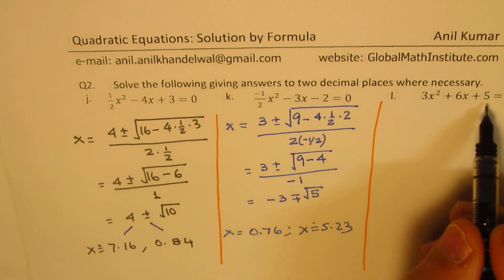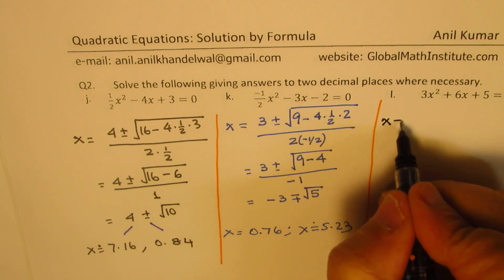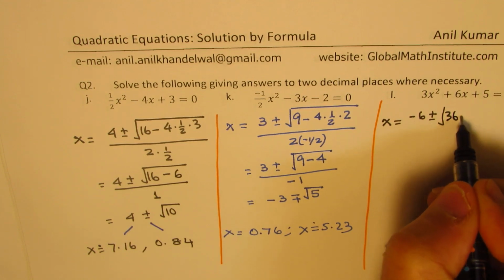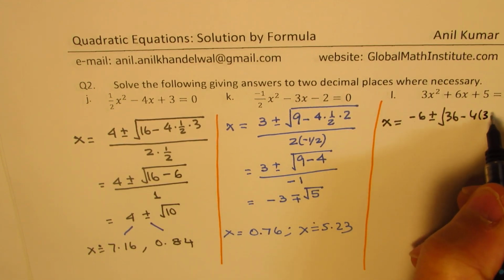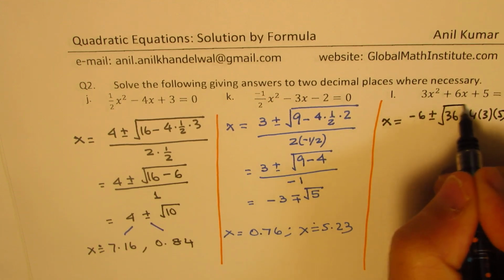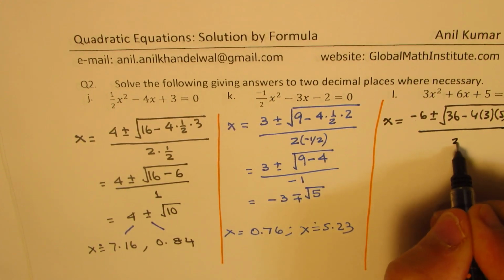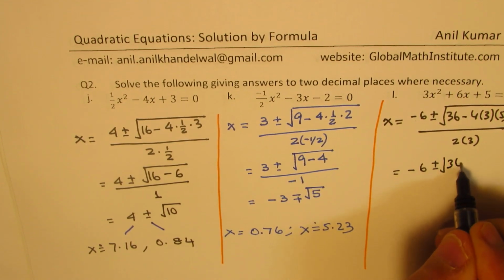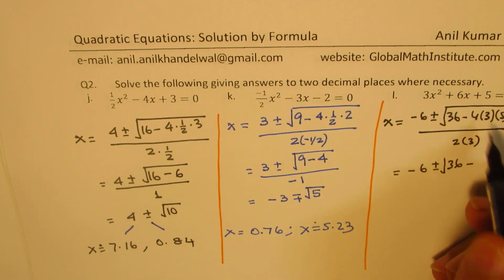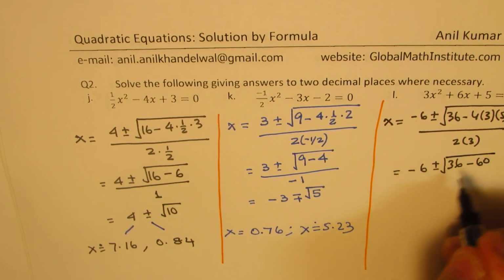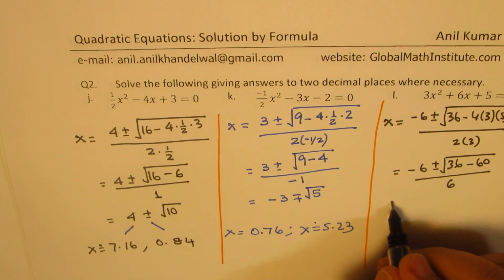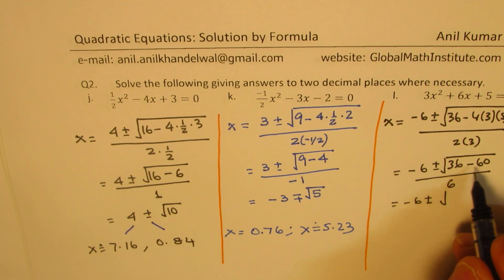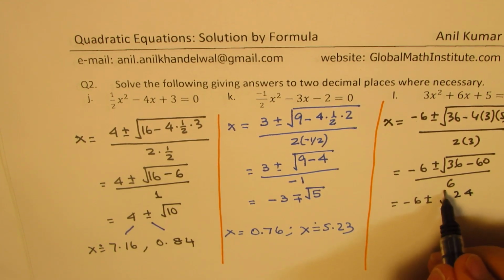Now we have 3x squared plus 6x plus 5. So x is equal to minus 6 plus minus square root of 6 squared, which is 36, minus 4 times 3 times 5, divided by 2 times 3. So that gives you minus 6 plus minus square root of 36 minus, so 20 times 3 is 60, right? So we get a negative number within the radical. So minus 6 plus minus square root of, now see that is negative, right? So we get 24 with a negative sign.